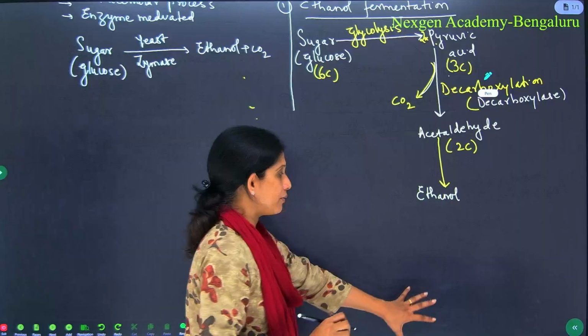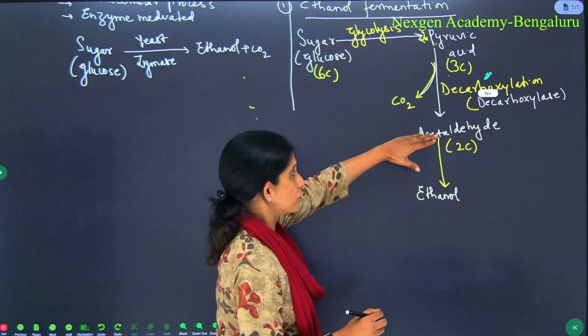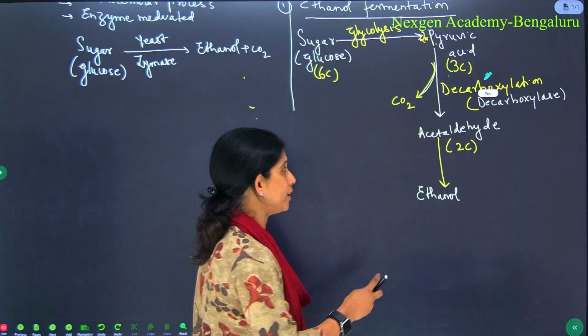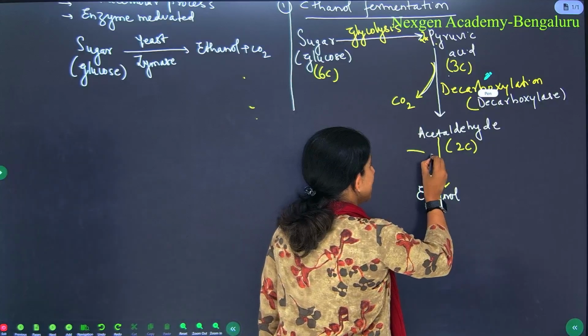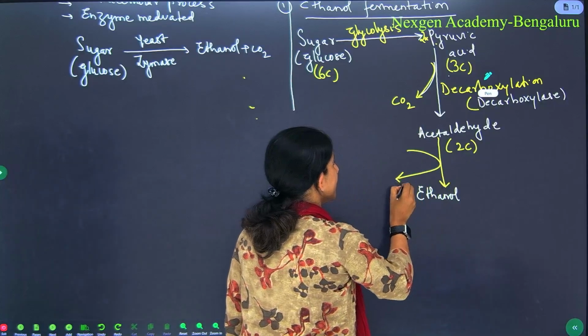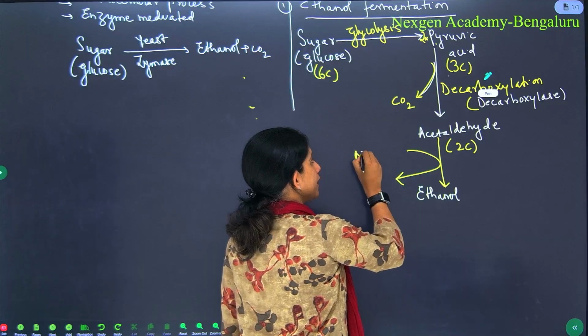Now here when we talk about ethanol, this process, acetaldehyde to ethanol, is a reduction process, right? So what is the reducing agent here?